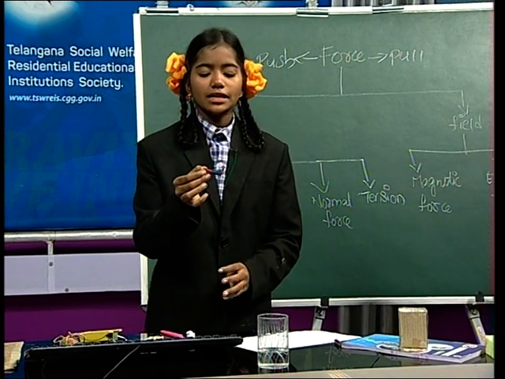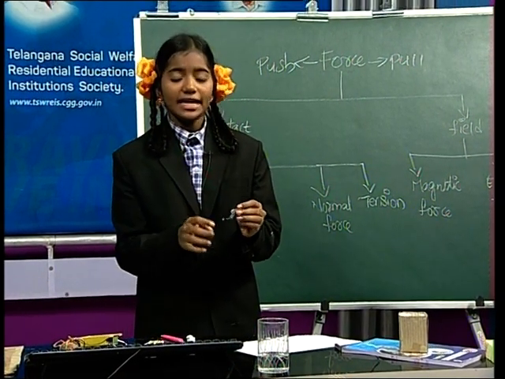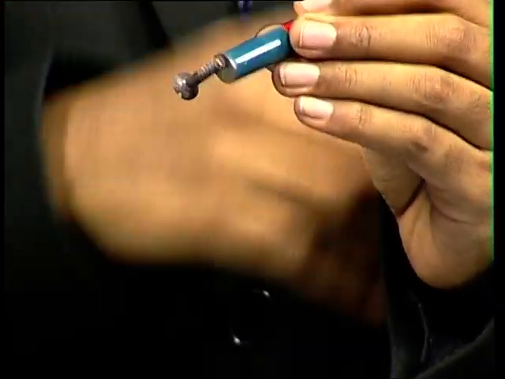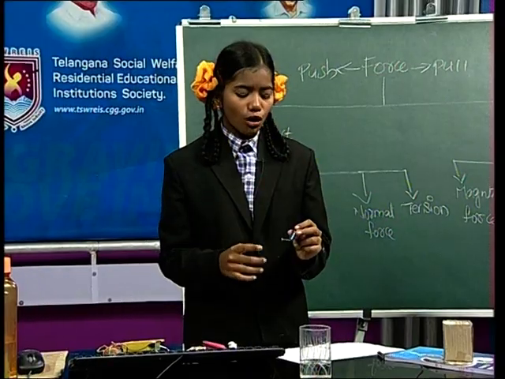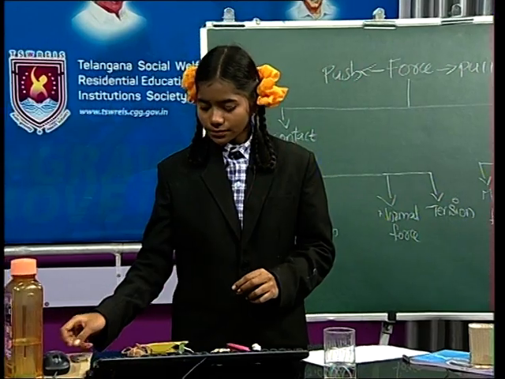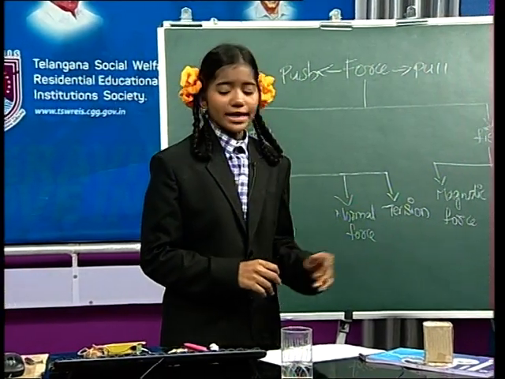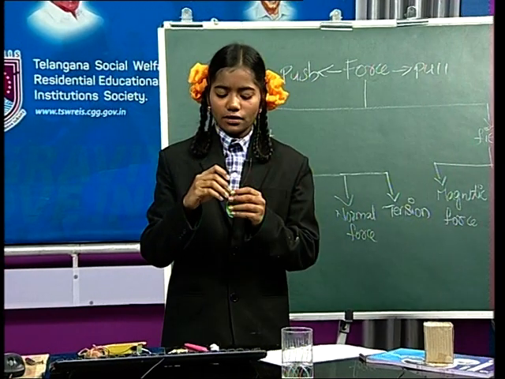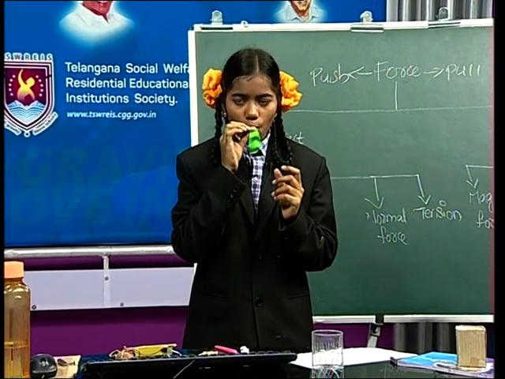Friends, you can observe here the magnet attracts the iron nail. It is attracted to the bar magnet because of the magnetic force. So, it is an example of magnetic force. Friends, and the next one is electrostatic force. Take a balloon and inflate it.